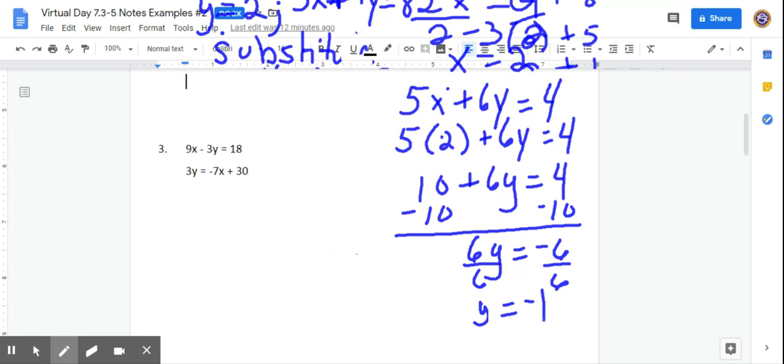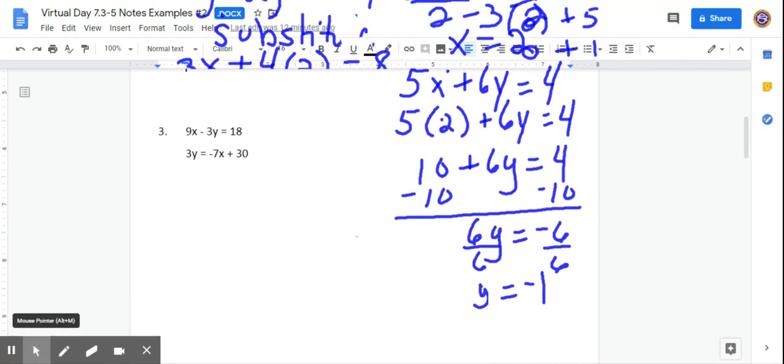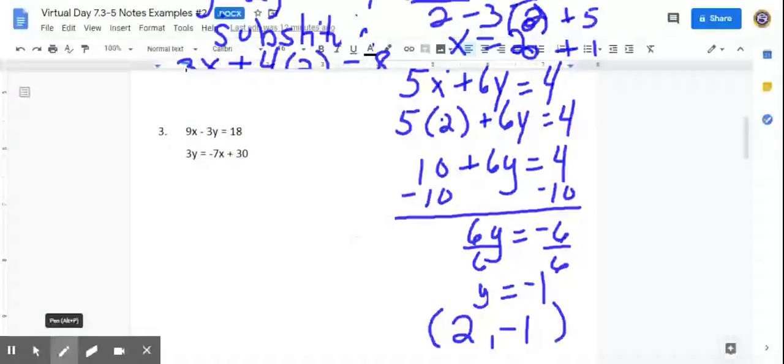So now we know the value of x, and we know the value of y. So that gives us our ordered pair, or our solution. So our solution is 2, negative 1. When x is 2, y is negative 1. This is where these two lines are going to intersect if you were to graph them on a plane. All right?